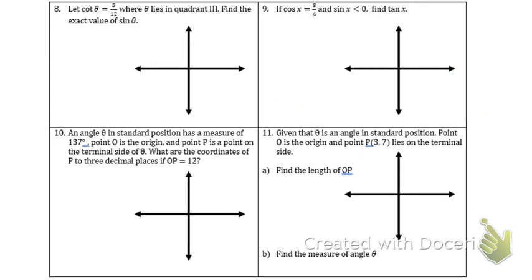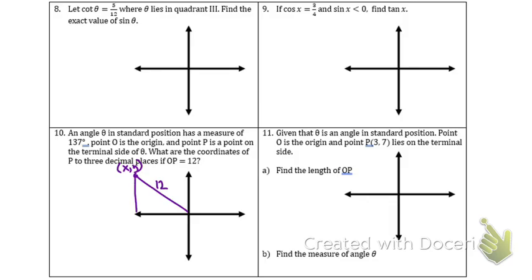Couple more here. An angle in standard position has a measure of 137 degrees. I'm going to stop right there and go ahead and sketch my angle where that is. Point O is at the origin, P is the point on the terminal side, so we're looking at this. What are the coordinates? So we want to know what X and Y are if the hypotenuse is 12.